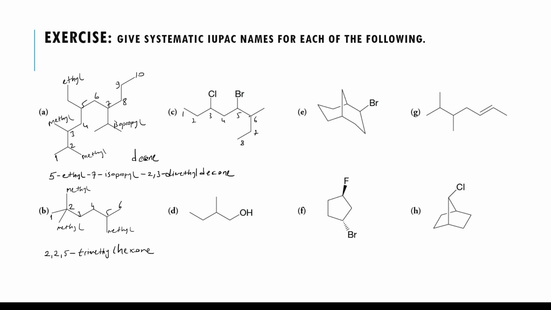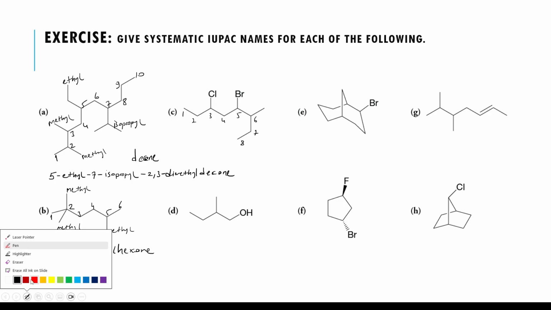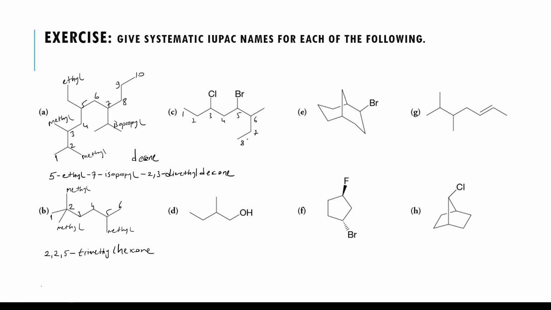8 is the longest chain. We have an 8 carbon long alkane. Okay, I started from the left side. Is it correct, or if we start from the other side? I'm going to use a different color here. If I start from the opposite end, what will be the numbers? This will be number 1, this 2, 3, 4, 5, 6, 7, and 8.